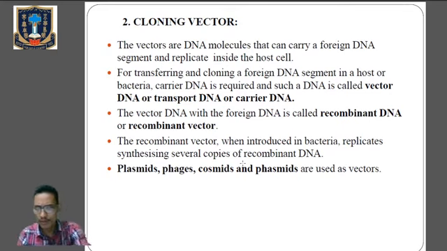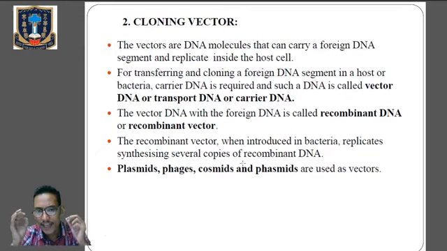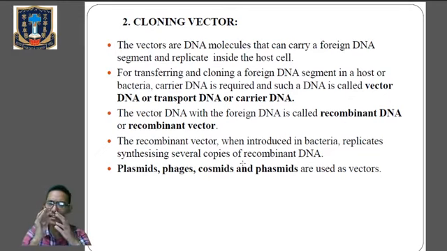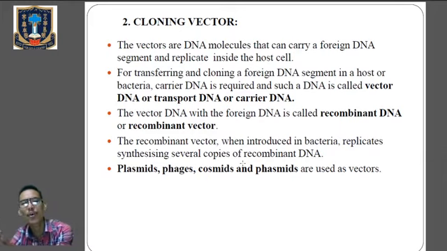So now here we are going to learn about the cloning vector, which is one of the most important tools of recombinant DNA technology. So what is a vector? The vectors are DNA molecules that carry a foreign DNA segment and replicate inside the host cell. Listen very carefully, the vectors are DNA molecules, for example, plasmids we have learned in bacteria, which are the extra chromosomal circular DNA molecules. So the vectors are DNA molecules which can carry a foreign DNA segment having the gene of interest.